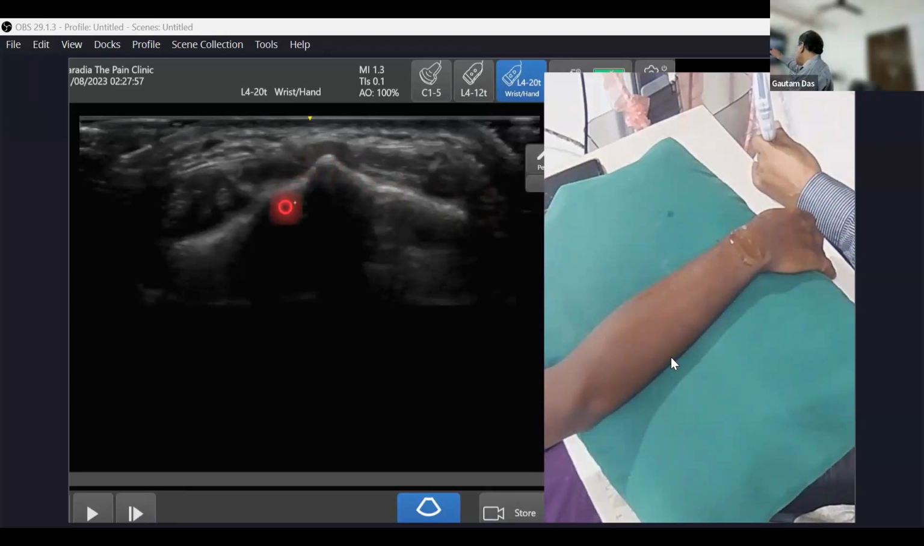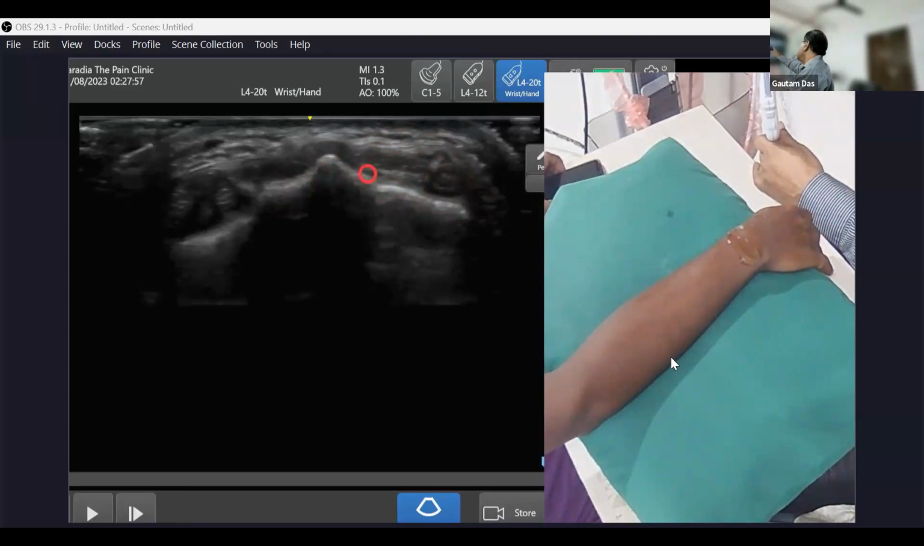So this was your Lister's tubercle. This cleft, the tendons, are your extensor carpi radialis longus and extensor carpi radialis brevis. This tendon is your extensor pollicis longus, and here is coming the fourth compartment. So this is the starting point, or we call it the home page.